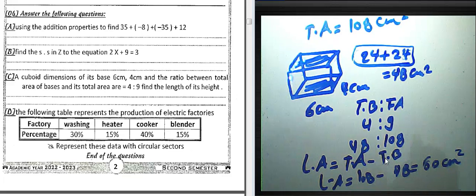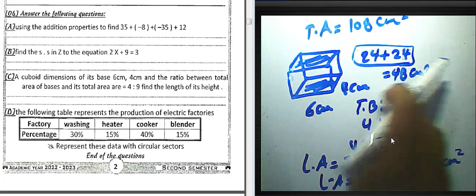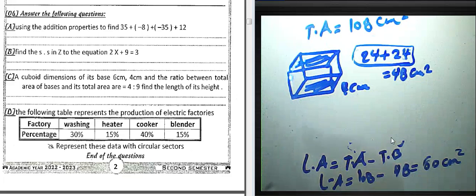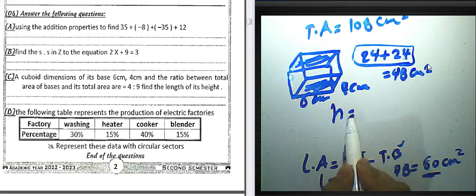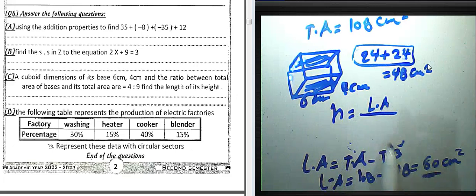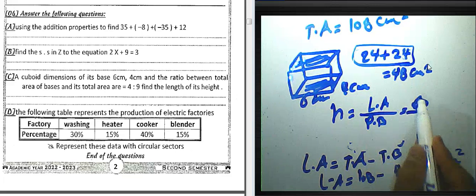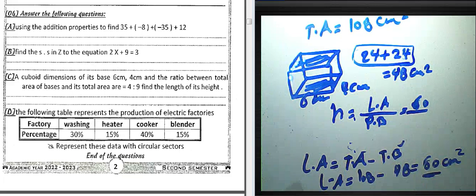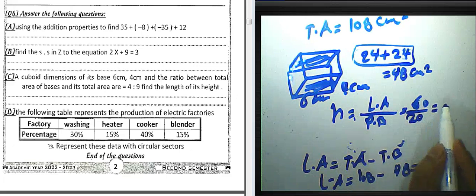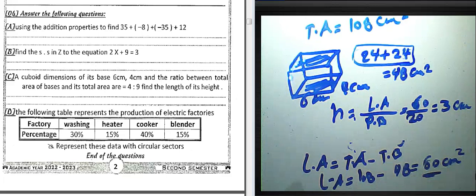Okay, that is the lateral area, and we know the lateral area of a cuboid equals the perimeter of the base times the height. Then you can complete with me here. We have 6 centimeters and 4 centimeters, and the lateral area equals 60 square centimeters. You can find the height by dividing the lateral area by the perimeter of the base. The perimeter of the base is length plus width times 2. 6 plus 4 equals 10. 10 times 2 equals 20. Then the height will be 3 centimeters.